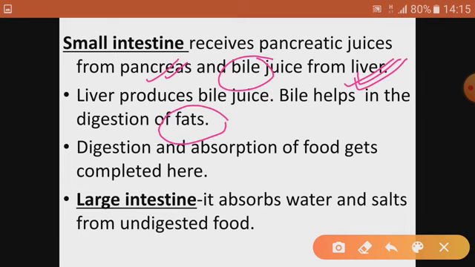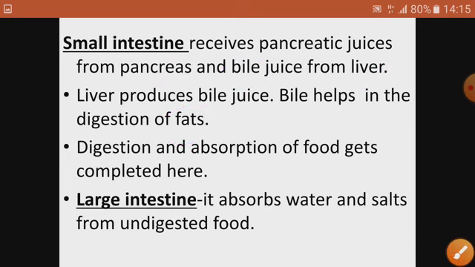Actually what happens, the liver secretes bile juice and for some time it is stored in the gallbladder. I will show you in the picture also later. And then when it is required for the digestion of the fat, it comes to the small intestine. So pancreas and liver play a major role in digestion of food in the small intestine.